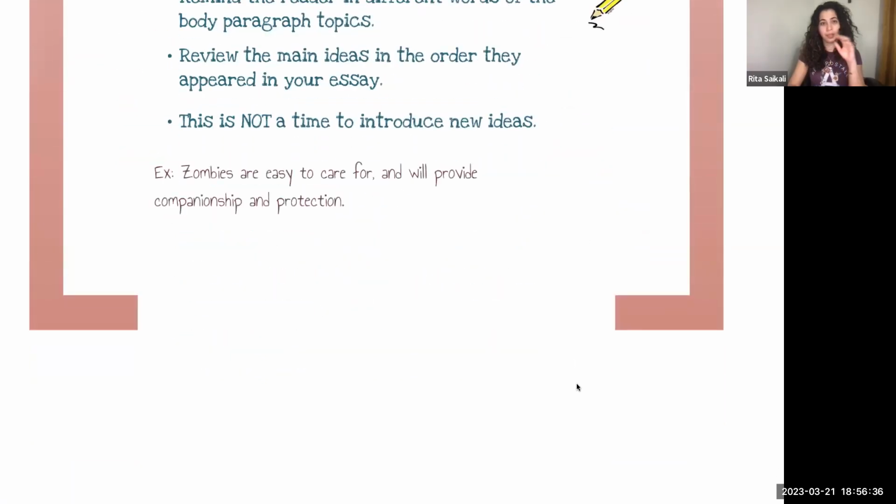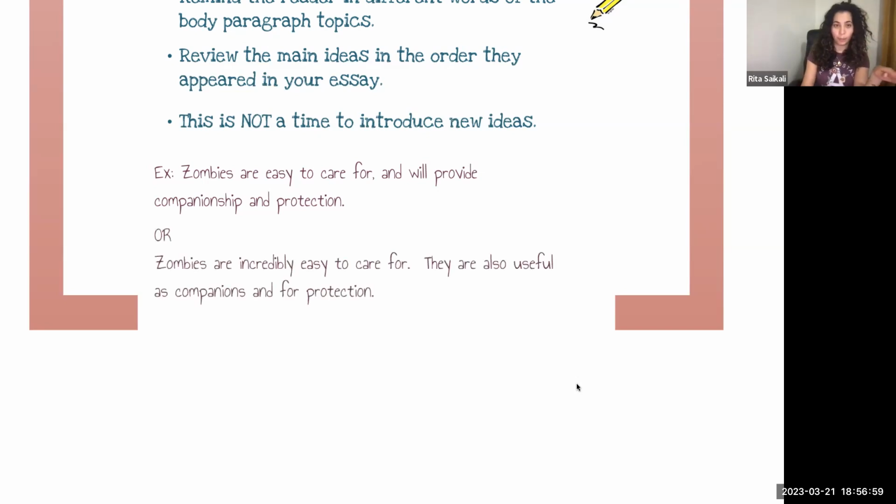So in our example, zombies are easy to care for, and will provide companionship and protection. These are the 3 things that our essay in theory talked about. They're easy to care for, they provide companionship, and they provide protection. 3 ideas, we restated all of them. We did not introduce anything new.